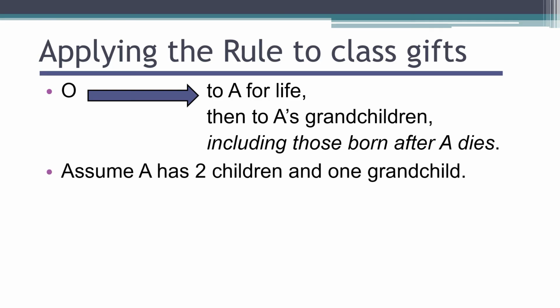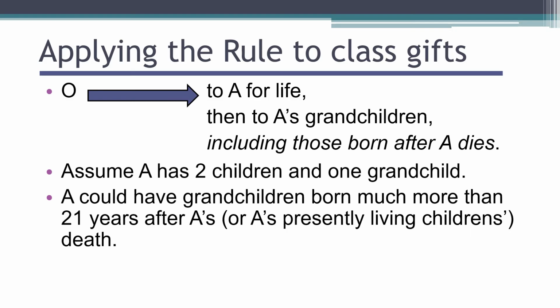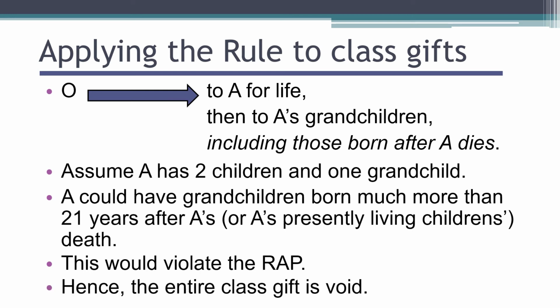Let's assume A has 2 children and 1 grandchild. A could have grandchildren born much more than 21 years after A's death or after A's children's death, and therefore that will violate the rule against perpetuities. The result is that the gift to the grandchildren is void. We cross it off. All that's left is to A for life, and the grantor, of course, has a reversion.